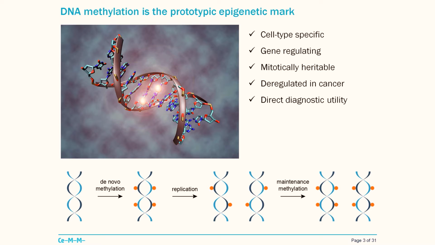So DNA methylation is probably the only epigenetic mark for which it is actually plausible to assume that DNA methylation patterns could be propagated in dividing cells for many cell divisions, for many years, and maintained.